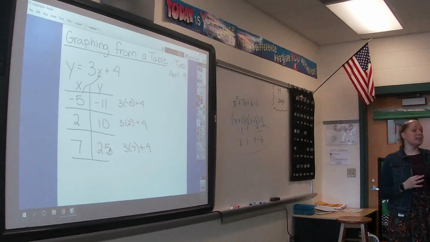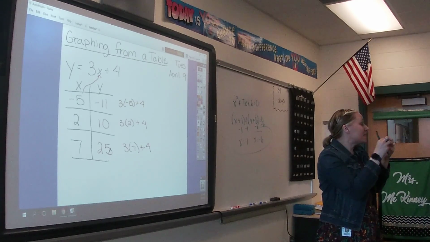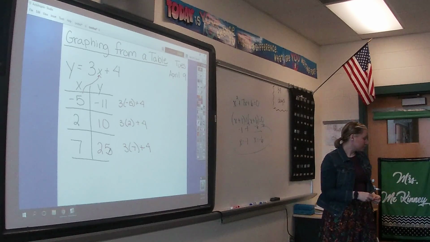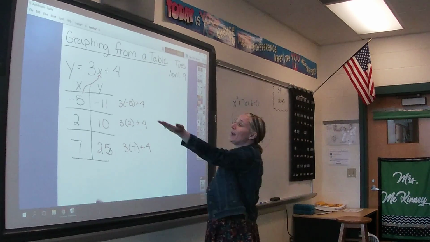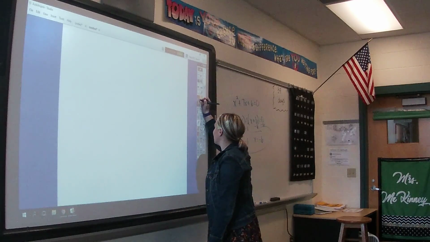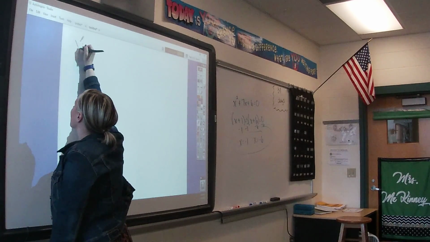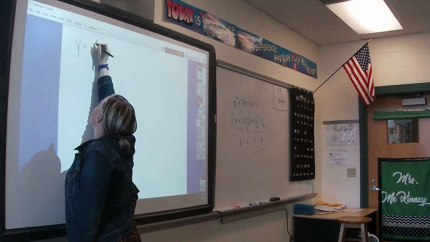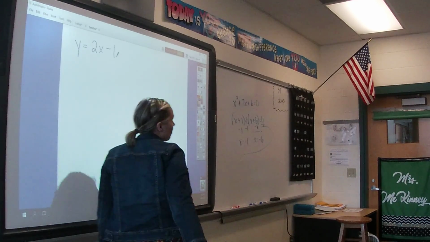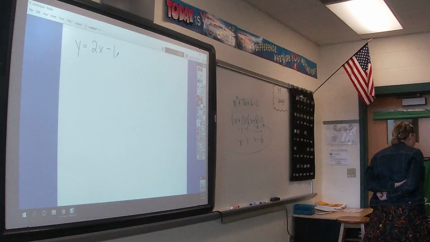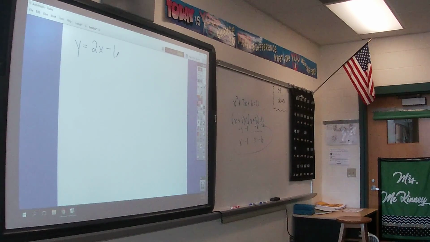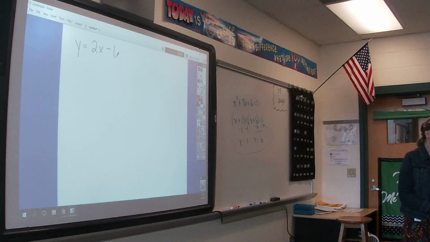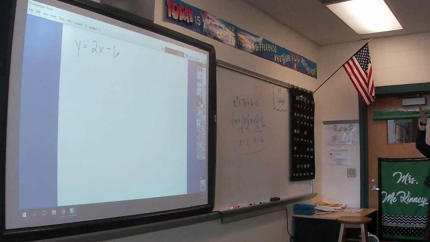Today we're going to take that same idea. We're just going to be much more intentional with the values that we're finding. So now we're going to take a function rule like this. We said that we could represent functions in multiple ways: as a table, as a graph, ordered pairs, mappings. So now we're going to look at how I can represent this function rule on a graph.